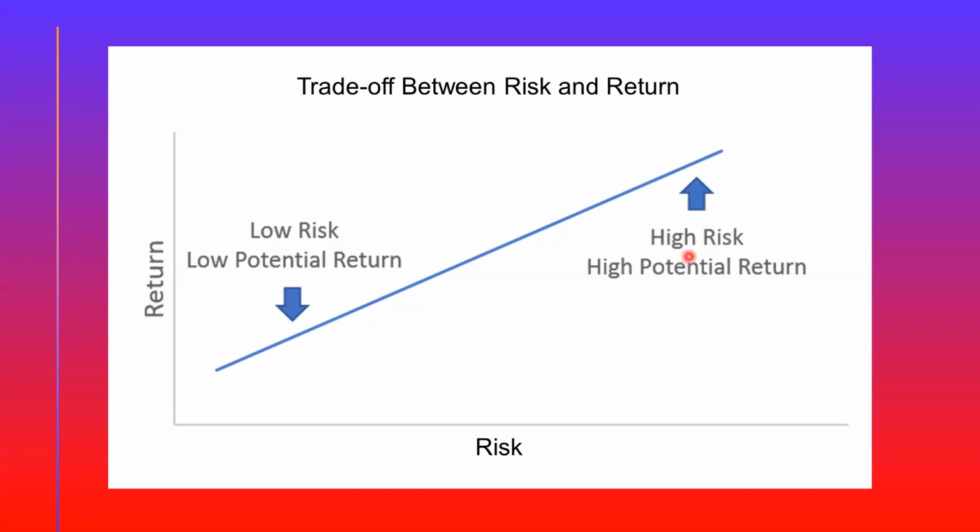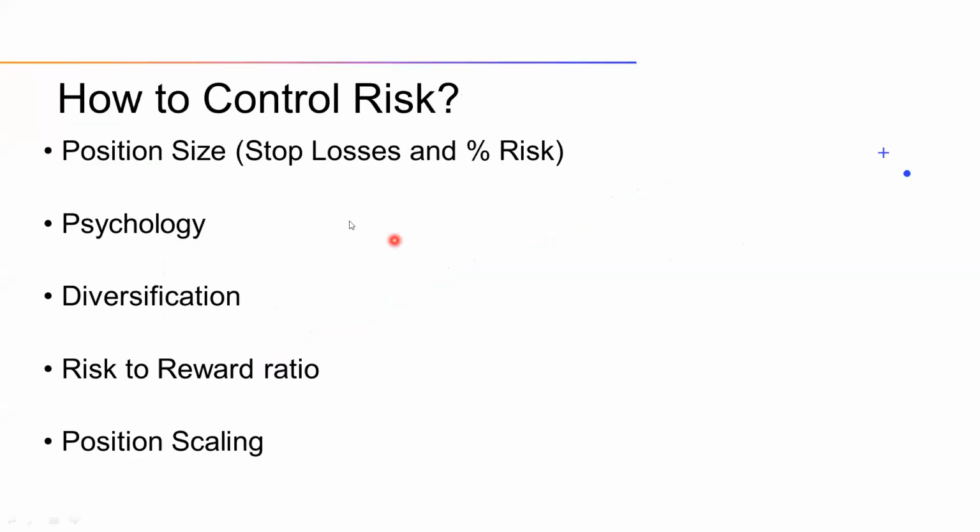But when we're trading, we don't think of it in terms of different assets being low and high risk. We've got to think of it in terms of our actual trading strategy risk. And that comes under the risk to reward ratio, and the percentage risk that you take per trade, which we'll go into in more depth in another video. So just to wrap this up, there are different ways you can control your risk. There's the position size, which is stop losses and the percentage risk. There's your psychology, how well you control your mind and emotions. It's diversification, making sure that you cover a wide market portfolio. There's that risk to reward ratio and position scaling.